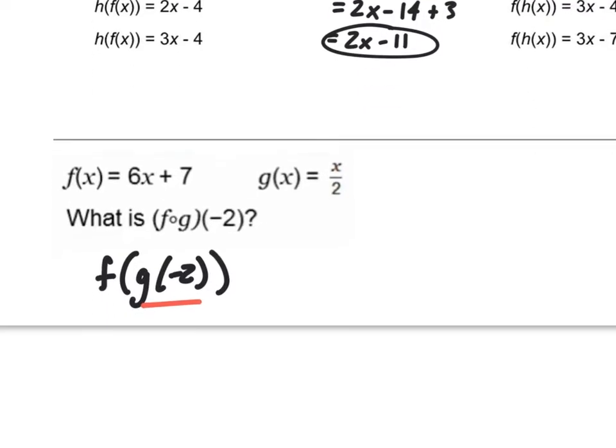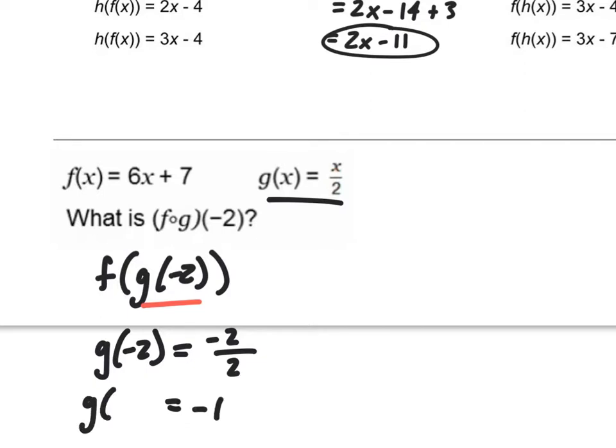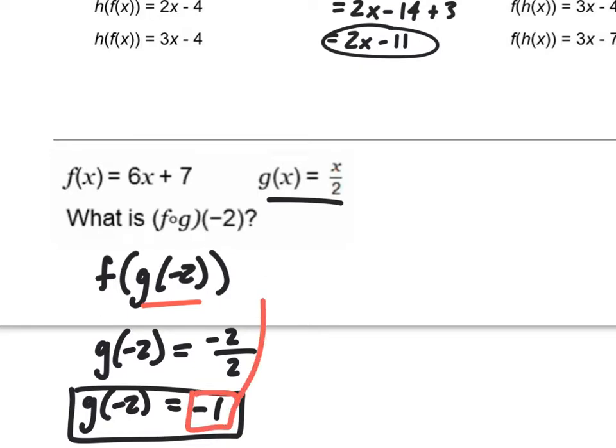Let's start off with that first. So let's find g of negative 2. And, just given my function g, I'm going to plug in negative 2. I get negative 2 over 2, which gives us a value of negative 1. So g of negative 2 is equal to negative 1. Now I take this value here, and I plug negative 1 into my function f.